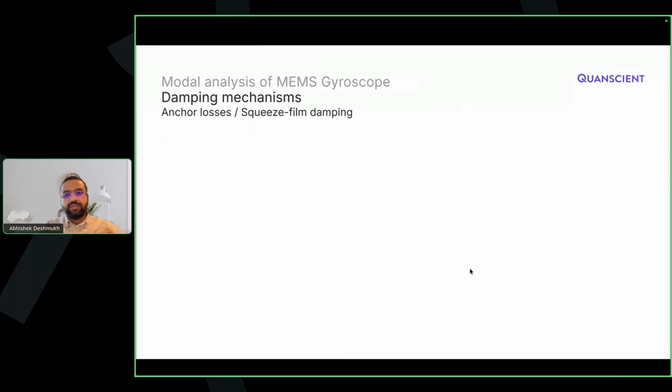And if it's sitting in some kind of packaging environment, either vacuum, or some non-vacuum packaging at low pressure, there are still effects such as so-called squeeze film damping. So the gas film around the gyroscope will damp out the motion of the gyroscope.